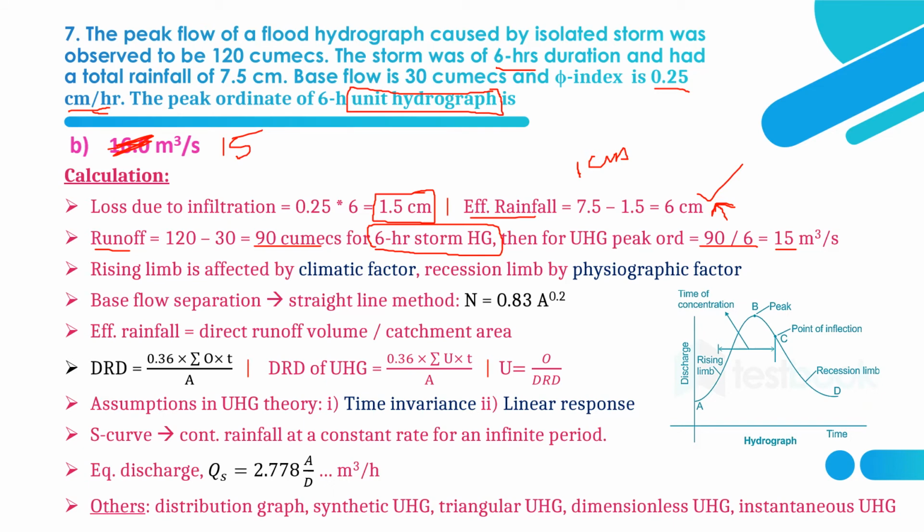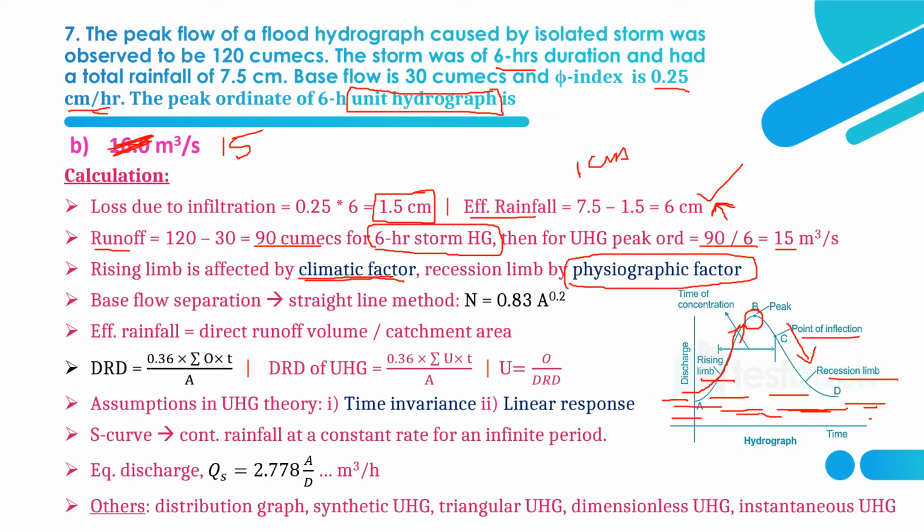So here in this diagram you can see this is the base flow. This is the base flow happening here, and this is the peak discharge value, and time of concentration, point of inflection, recession limb, rising limb. We will see now, what is rising limb? Rising limb looks like this, and it will be affected by climatic factors only. In case of recession limb, that will be affected by physiographic factors. So there is a difference: the rising limb is affected by climatic factors, and the recession limb by physiographic factors.